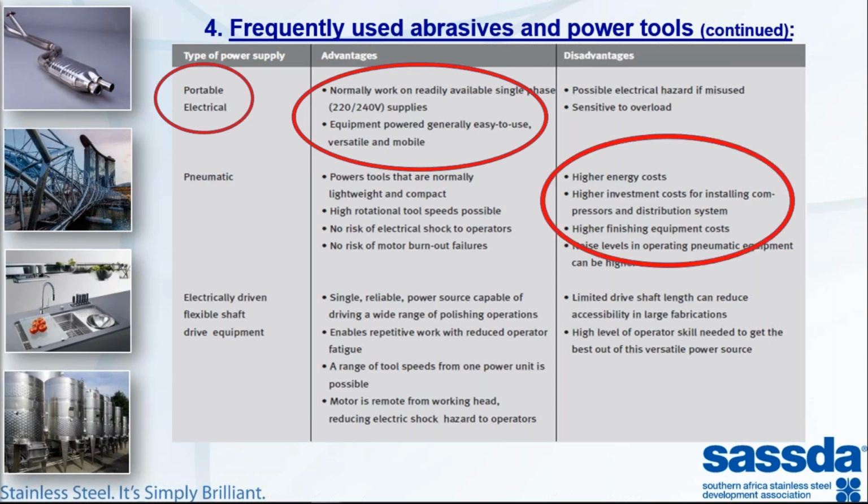The drawback on the pneumatics is the higher energy cost. Obviously, you will have to fork out some money to get your compressors and your air lines in, and then your tooling is also a bit more expensive, and then you sit with very high noise levels. But they're efficient. The electrical or the stationary machines, the fixed ones with flexible shafts, the limited shaft length can reduce your accessibility, and then a high level of operator skill is also needed here, and we don't always have that.